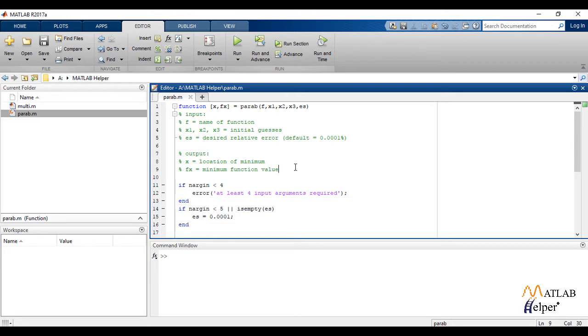If nargin is less than 4, it gives an error: at least 4 input arguments are required. So you have to insert a minimum of 4 input arguments to get the function to work. If nargin is less than 5, that is es is empty, we set es equals to 0.0001, which we have already discussed earlier to be the default value.